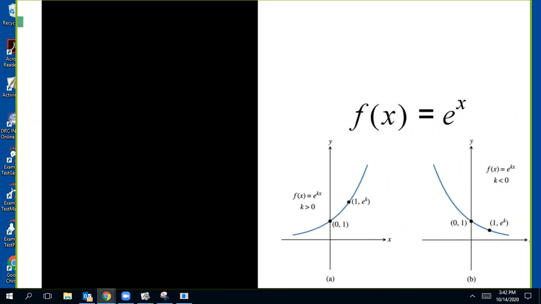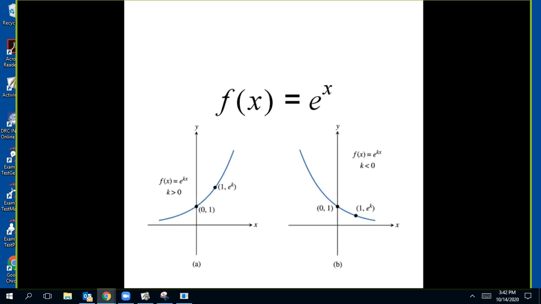This last thing is just that e to the x is a natural number that shows up in nature a lot. The base is e, and so when you have a positive rate of change or a negative rate of change, they still have the same properties as regular exponential functions. You can type e into your calculator. It's like 2.718 and then blah, blah, blah, something like that.